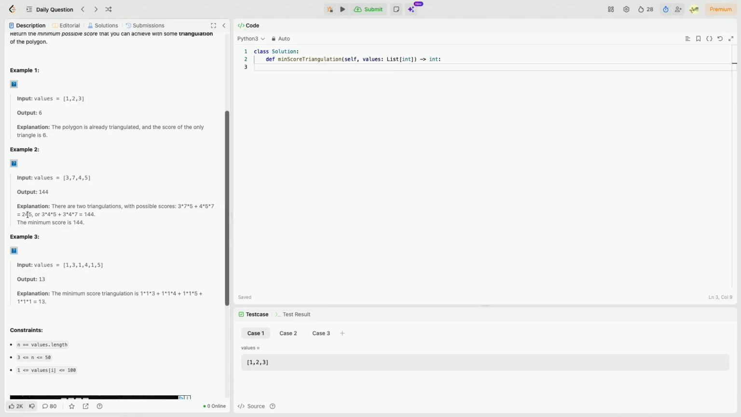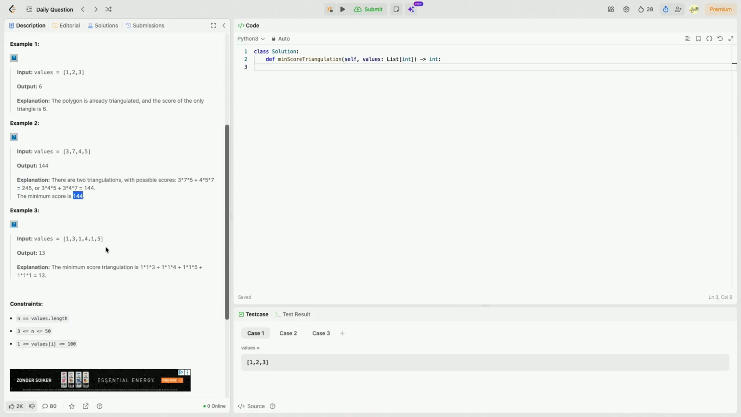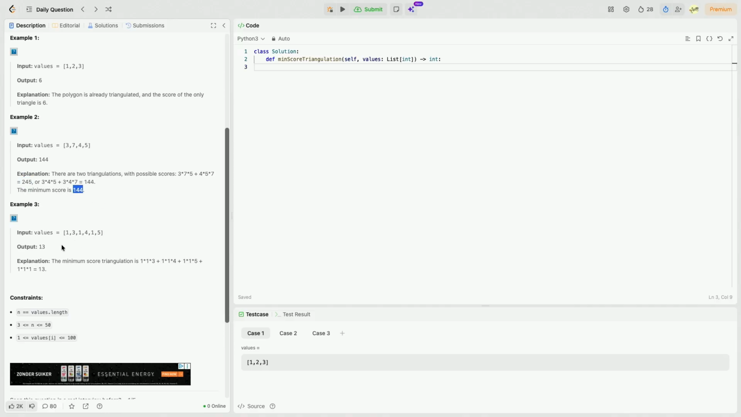And then for each of these triangulations, we have to compute the scores, right? And return the minimum. Okay, let's see if we see a pattern here. Now we have 6 vertices. They only give one minimum one. Let's try to see how they pick the minimum.